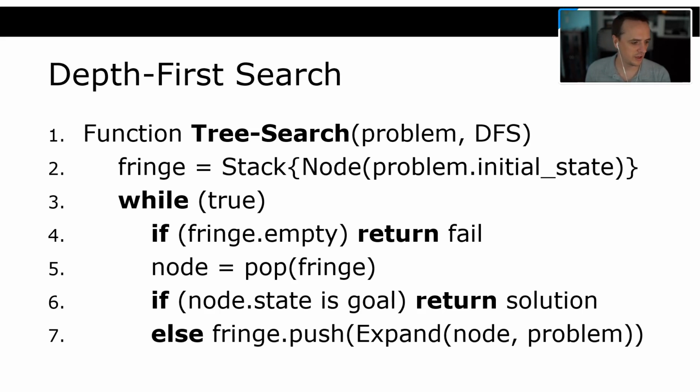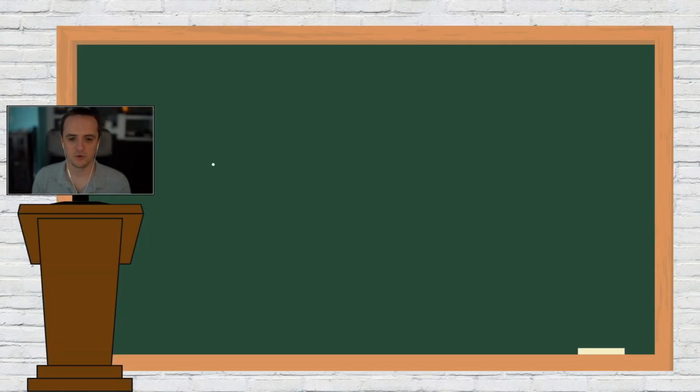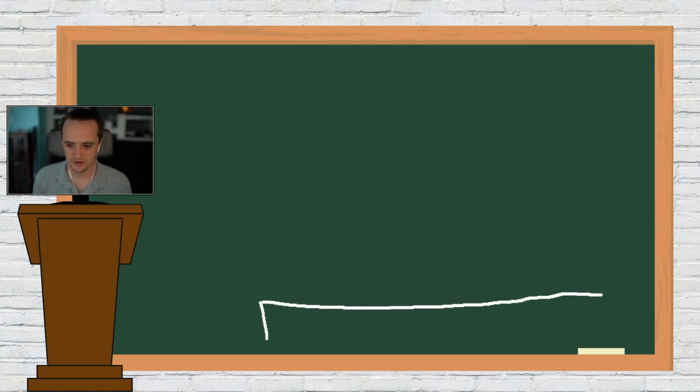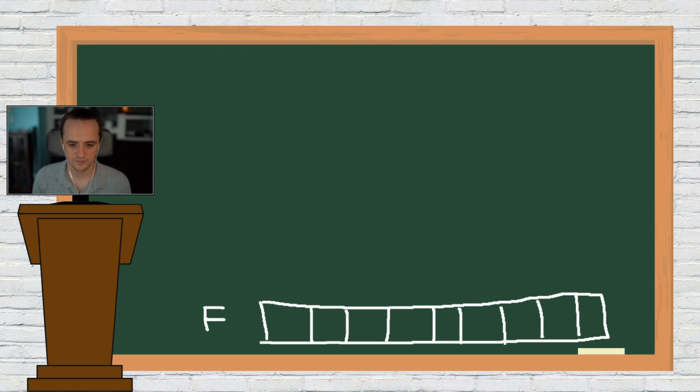Okay, so here we have the blackboard. Let's say that we have our fringe down here. This is our fringe, and we're going to put nodes into the fringe. All right. So we have our first node. This is node 1. This is in the fringe. And the fringe is a queue for BFS. BFS equals a queue, right? So we put things into the queue.